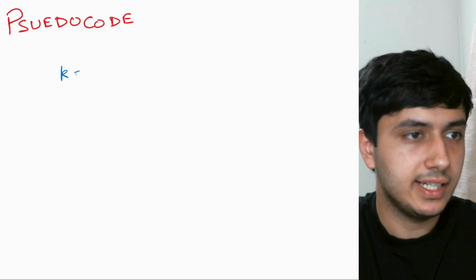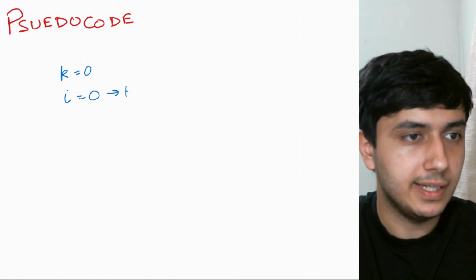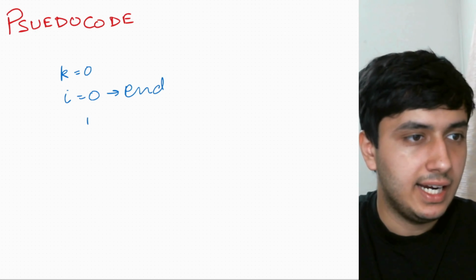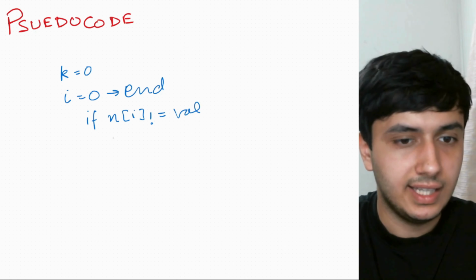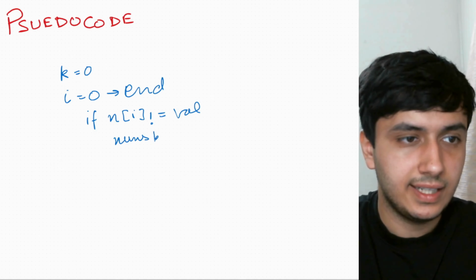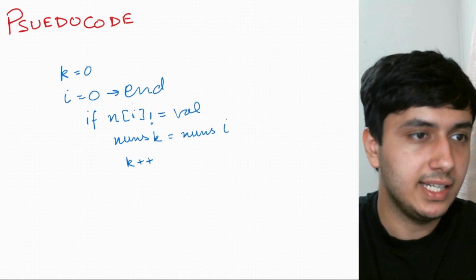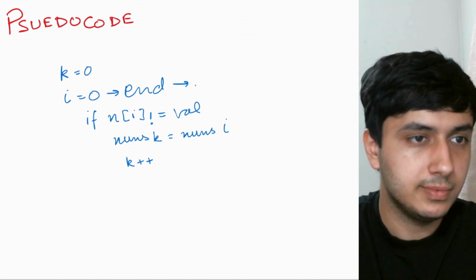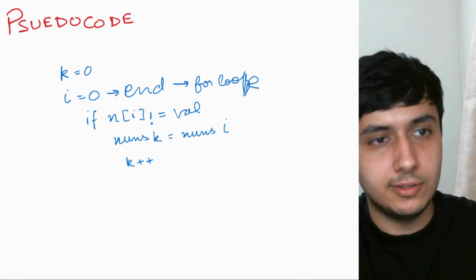The pseudocode for this is pretty simple. Set the right pointer k to 0. Set the scan pointer i in a for loop equal to 0 to end. And if nums[i] is not equal to val, then nums[k] equal to nums[i] and increment k. Remember, i will be automatically incremented in the for loop. This will be our pseudocode.